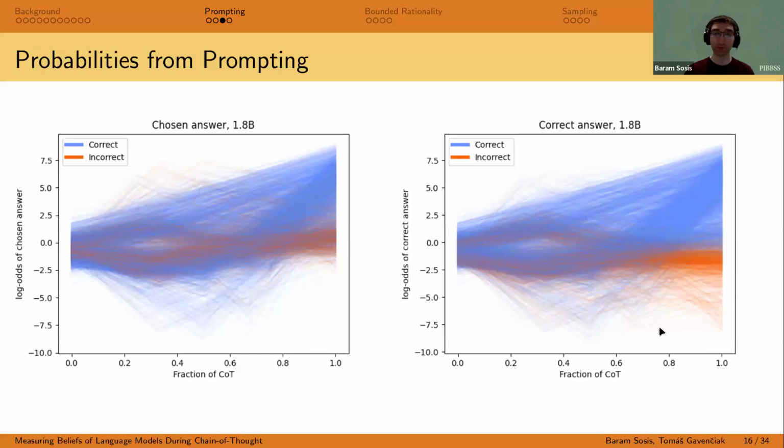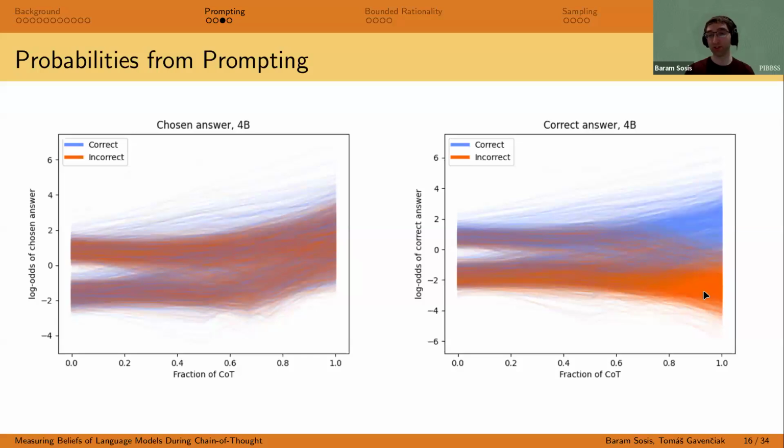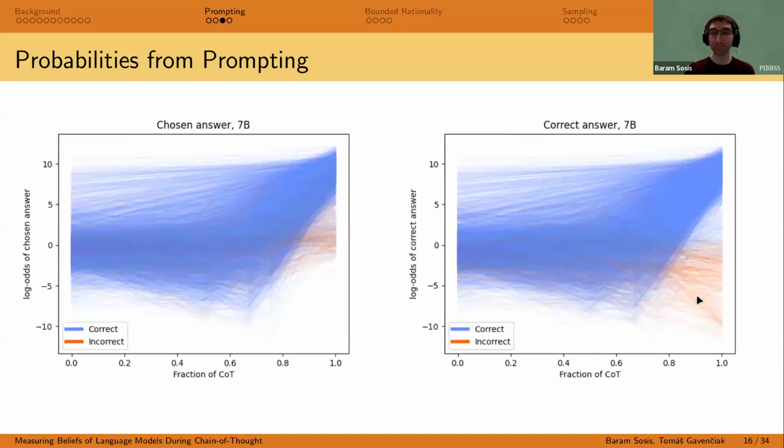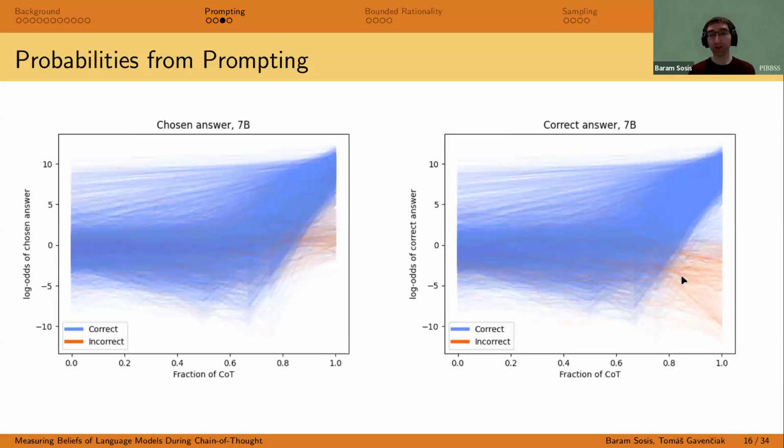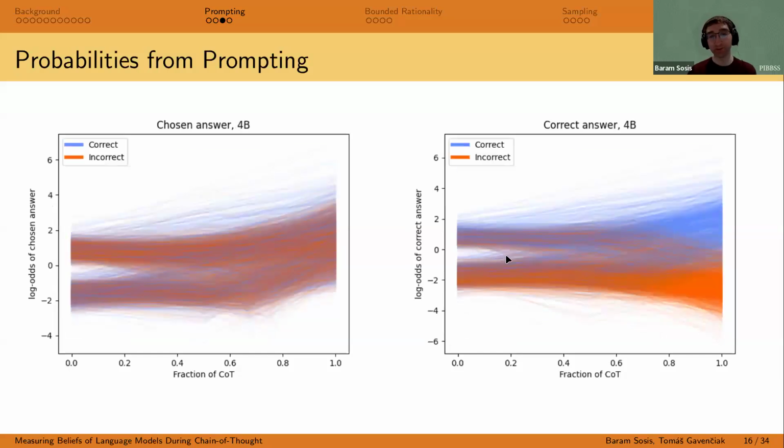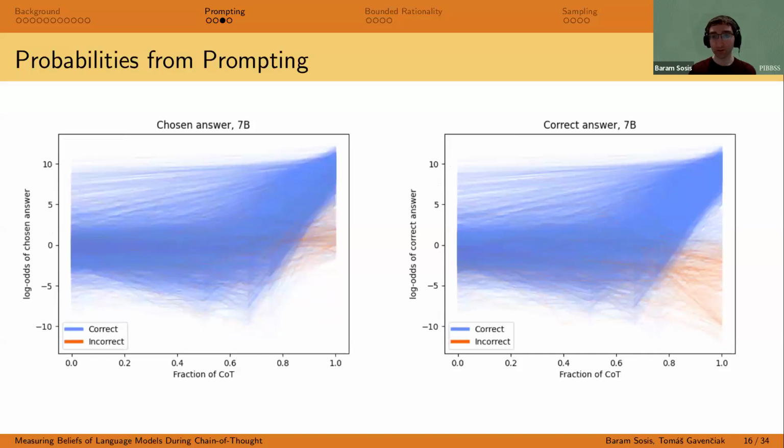But just to flip through these briefly, here's the 1.8 billion model. The 4 billion model, you can see it's got more orange because for some reason it's doing worse. And then the 7 and 14 billion models mostly get the answer right, so they're mostly blue. There's this weird split here. I'm not entirely sure what's going on with this. There are a lot of weird details in these plots, but yeah.